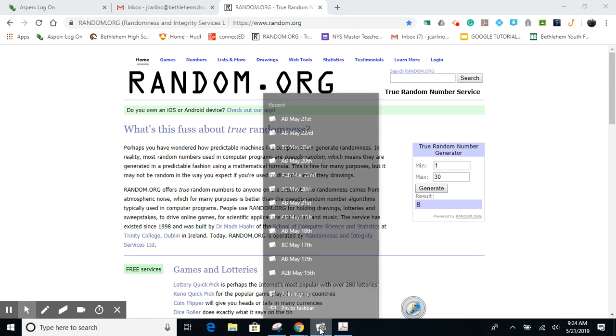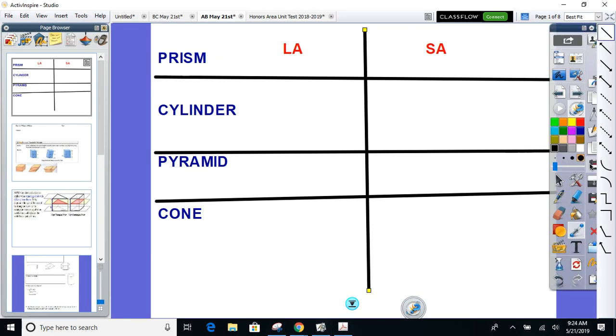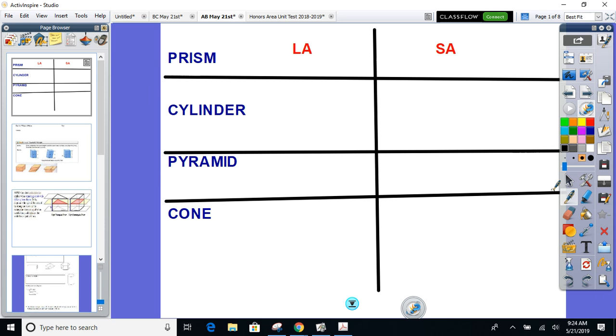Pretty involved. Before I go over any of your homework questions, let's just go through these real quick. Okay, you got a prism. Do we have a lateral area formula for a prism? No. How do you find the lateral area? Take off the bases and find what's left. Probably rectangles. So take off the bases. All areas but bases. Everyone good? Most likely rectangles on a prism.